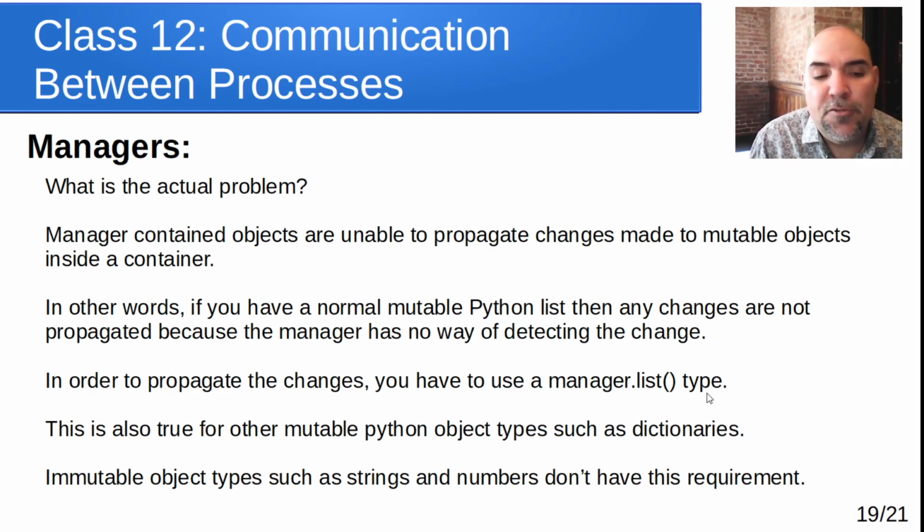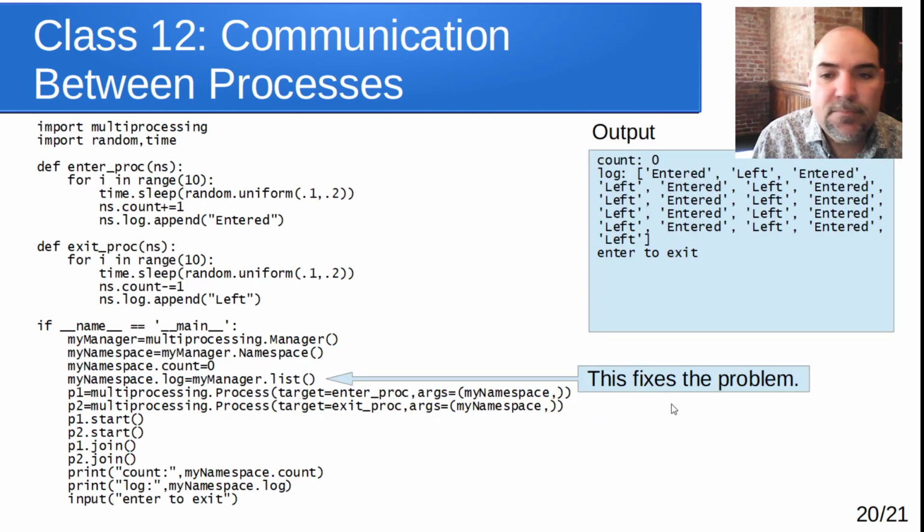And note that that's going to be true for other mutable objects as well, such as dictionaries. For immutable object types such as strings and numbers, so strings, integers, floating point numbers, we don't have to worry about that because they're immutable. Tuples as well, we don't have to worry about it. If it's mutable, like a list or a dictionary, then we have to declare those as a special manager.list type. All right, so here's an example that actually fixes the problem.